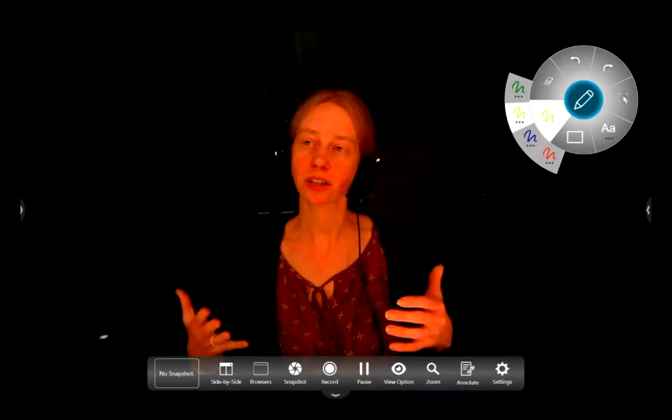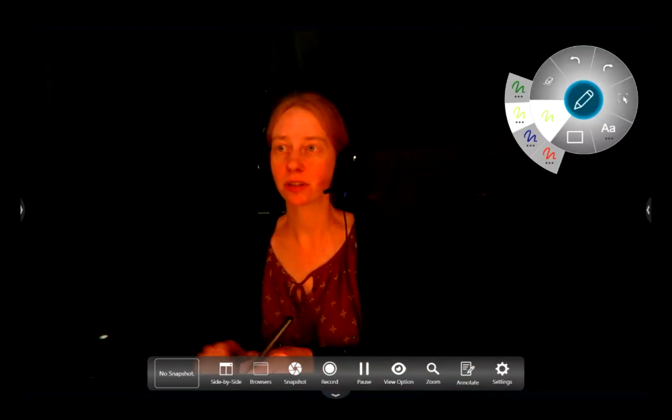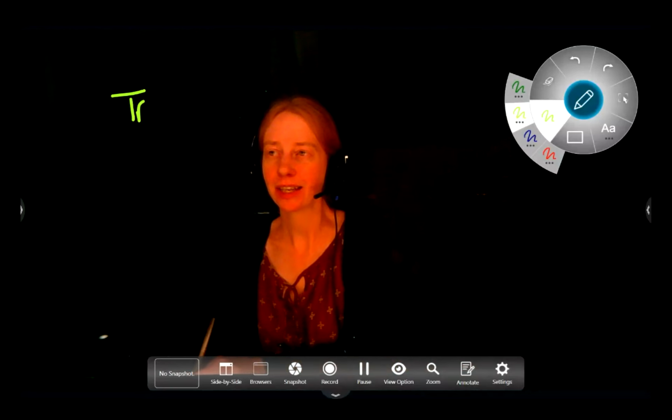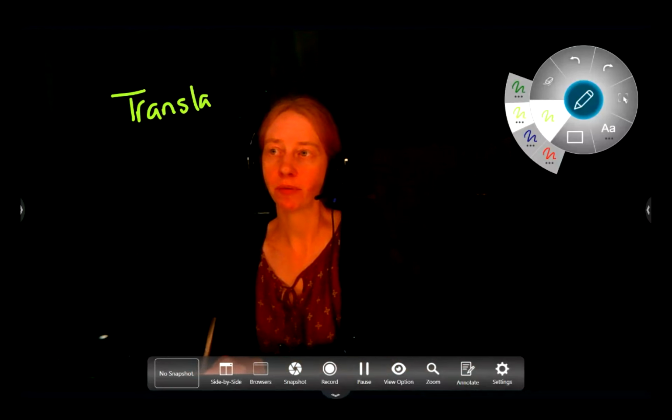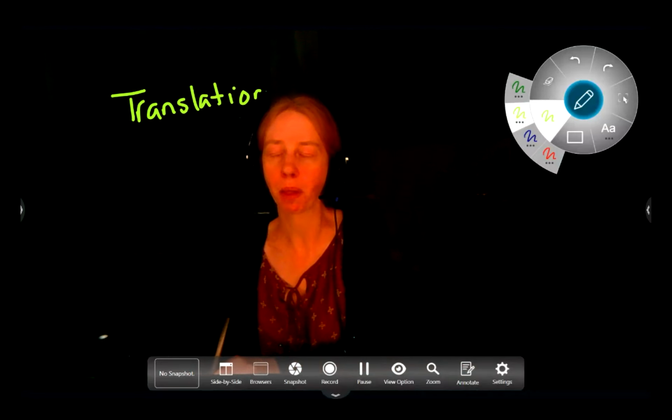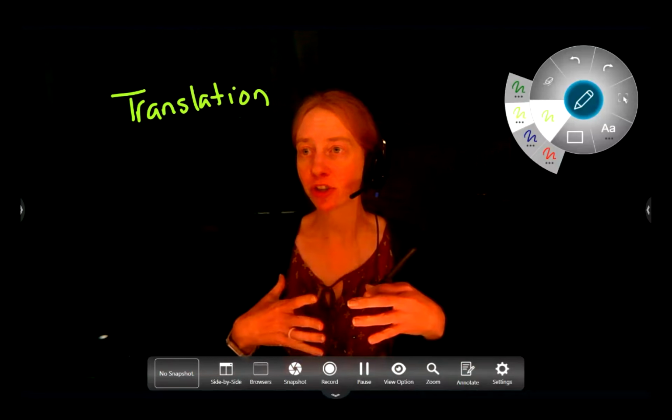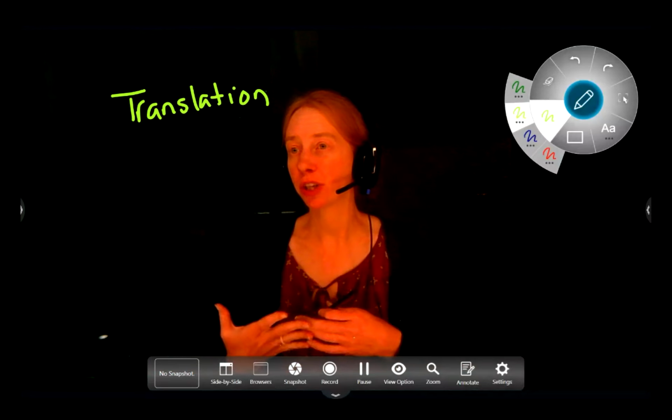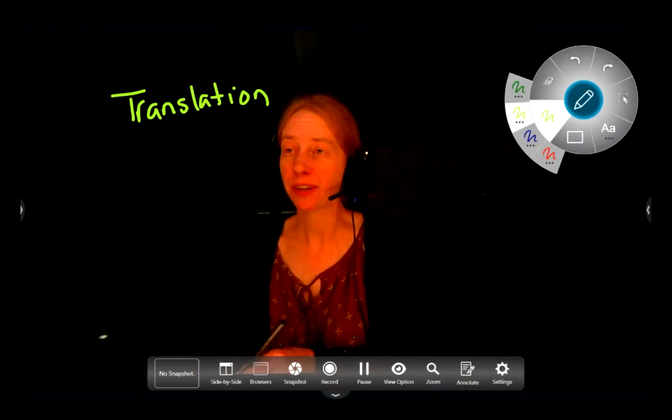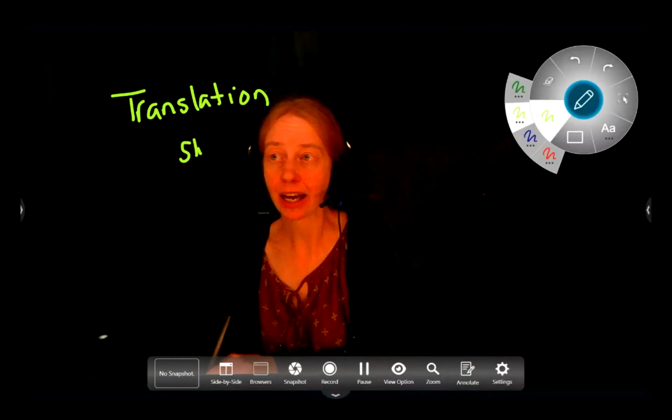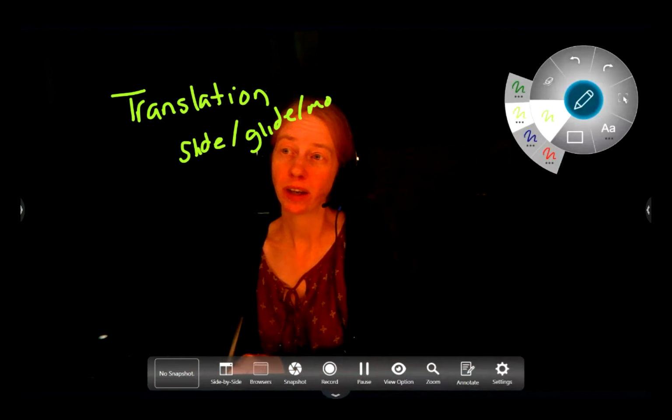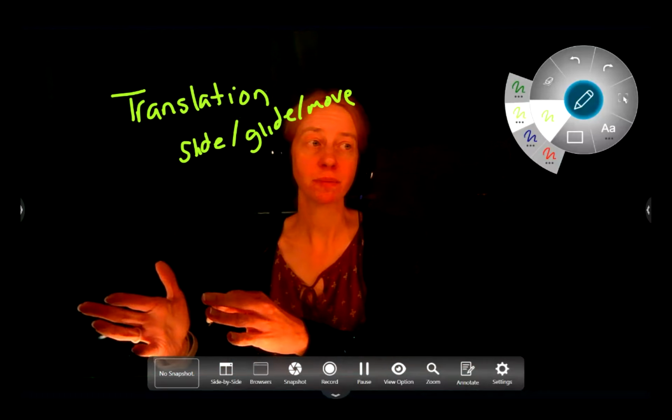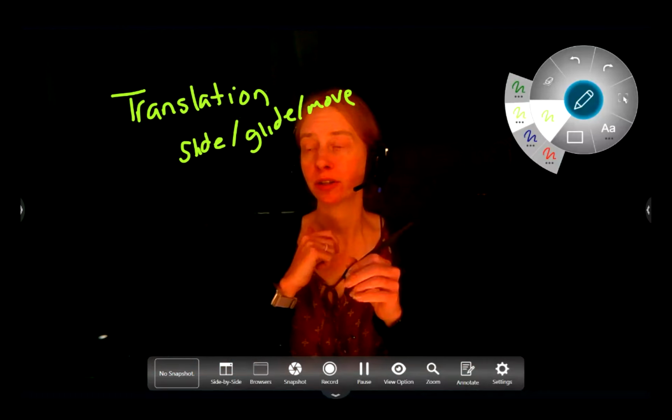All right, so we're going to start today with translations. Translations is a specific type of transformation that we can do in geometry. Another way to think about this is really just like slide, glide, move. You're taking it from one spot and moving it to another spot.